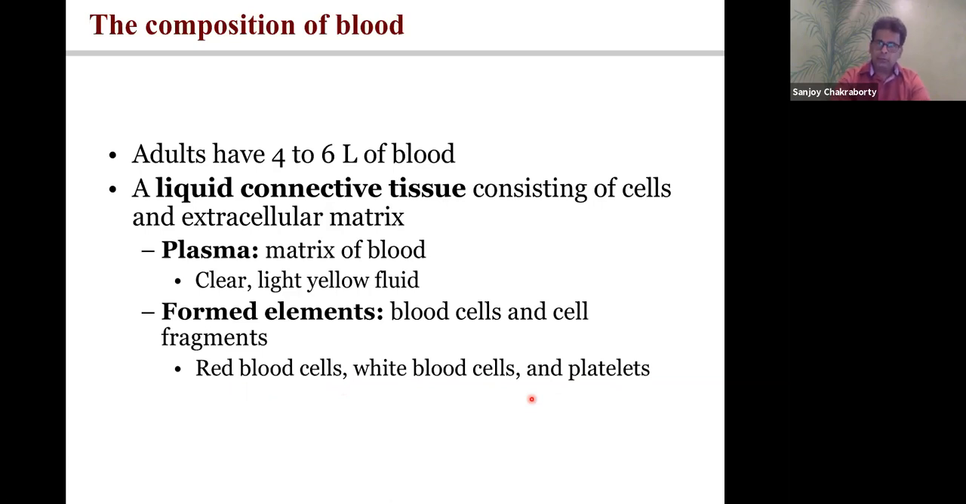So again, how are we going to approach this? We are going to learn about plasma first, meaning what the components in the plasma are and what they do. And then we are going to talk about the formed elements, like RBC in detail, and WBC and platelets in detail.